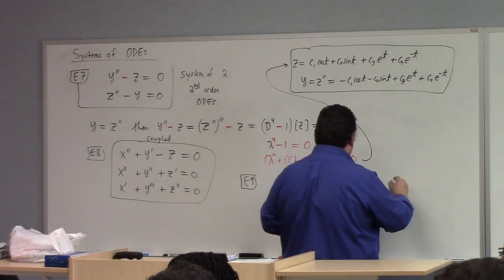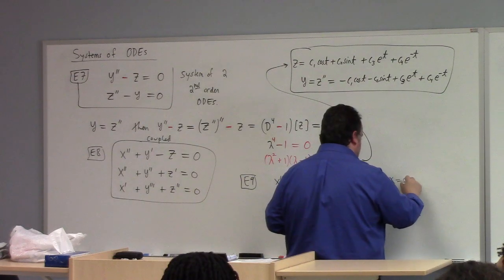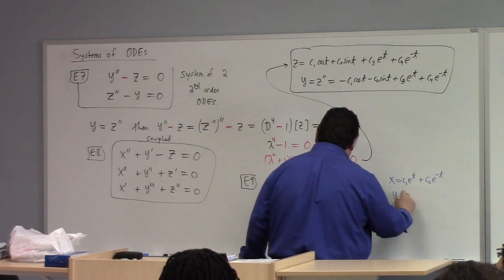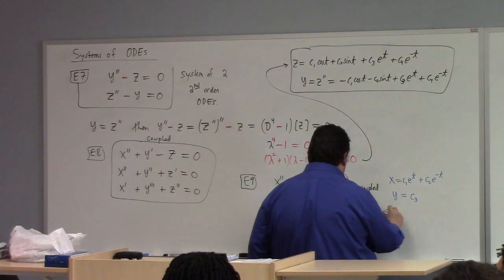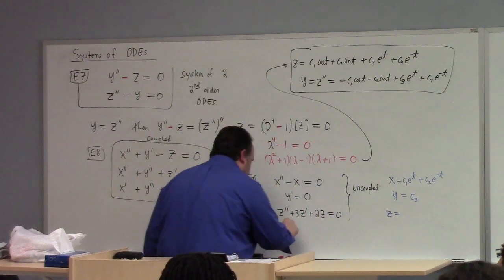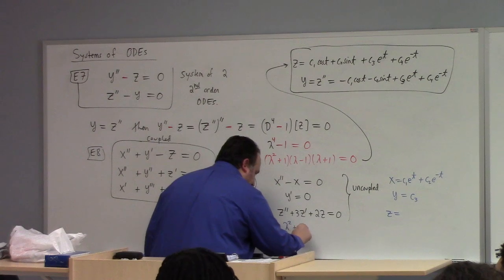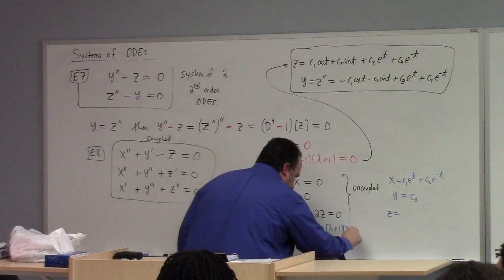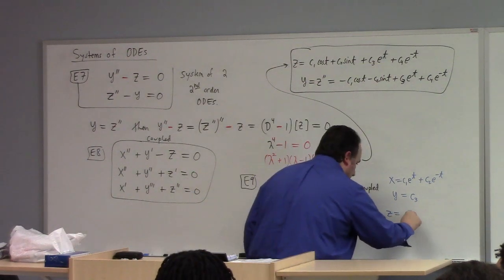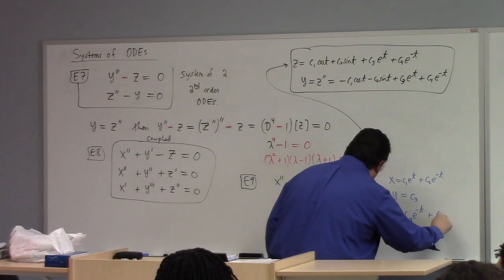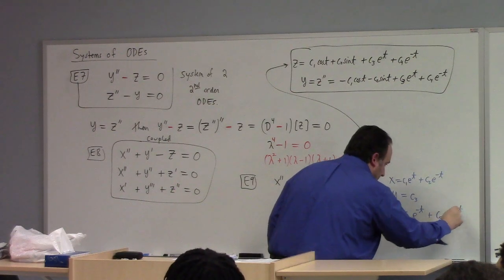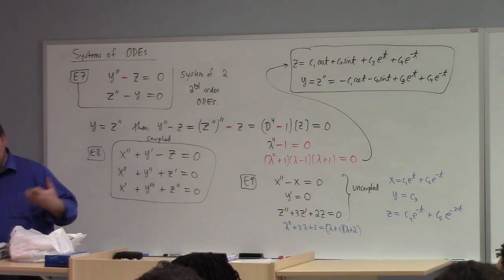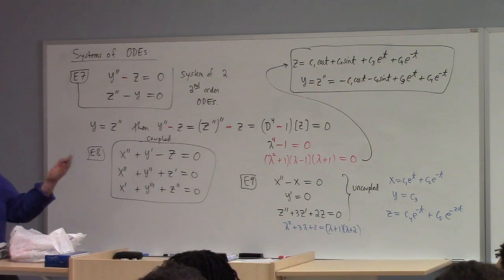The solution is x equals c1 e to the t plus c2 e to the minus t. Y is equal to a constant c3 apparently. Z, I guess I need to do a little bit of work here, but this is lambda squared plus 3 lambda plus 2, which happens to factor as lambda plus 1 times lambda plus 2. So the solution is c4 e to the minus t plus c5 e to the minus 2t, yeah? So we solved it.